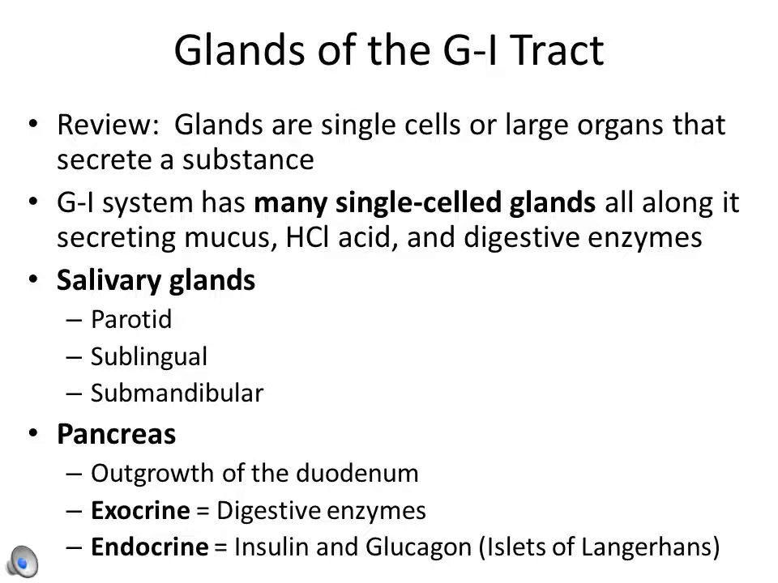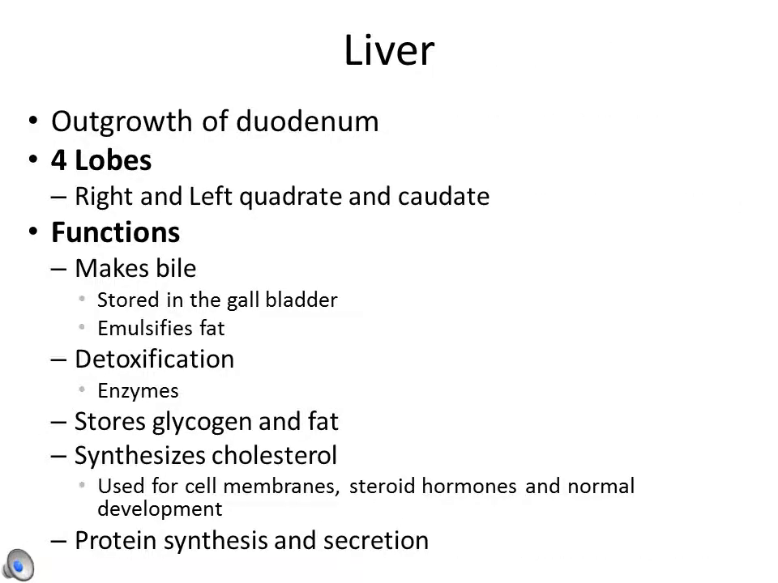So the pancreas secretes its digestive enzymes through ducts to the stomach. It also has areas on the pancreas called islets of Langerhans, which are areas of the pancreas that contain the endocrine function. And this portion of the pancreas produces insulin and glucagon, which then is secreted directly into the bloodstream from the pancreas.